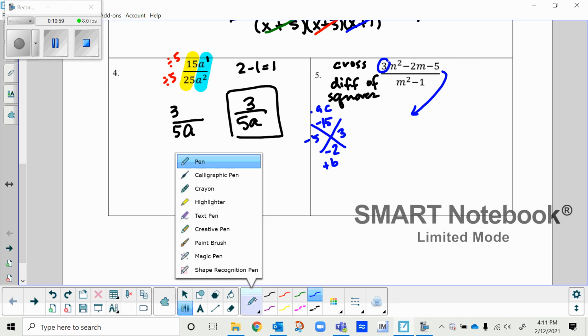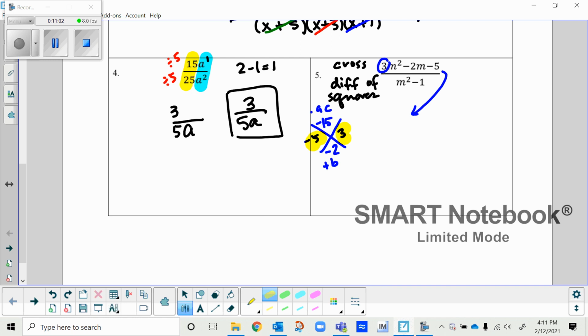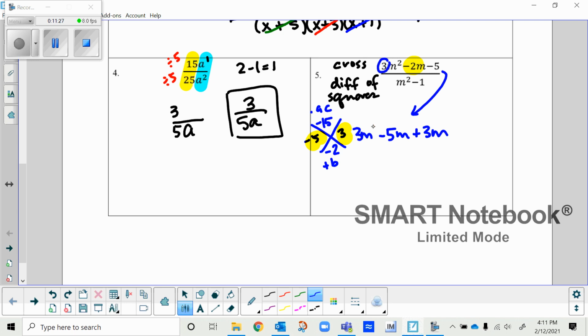So remember, this -5 and this 3 we got. We're going to use those to rewrite the middle term, the -2m, like this. -5m and +3m. Right? That still equals -2m. We're just rewriting it using those two numbers we just found. And then the 3m squared from the beginning stays the same. And the -5 from the end stays the same. And now that we have 4 terms, we're going to do group.